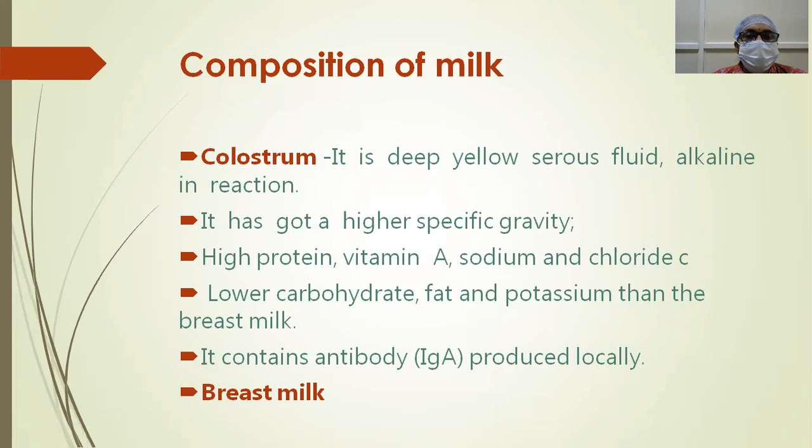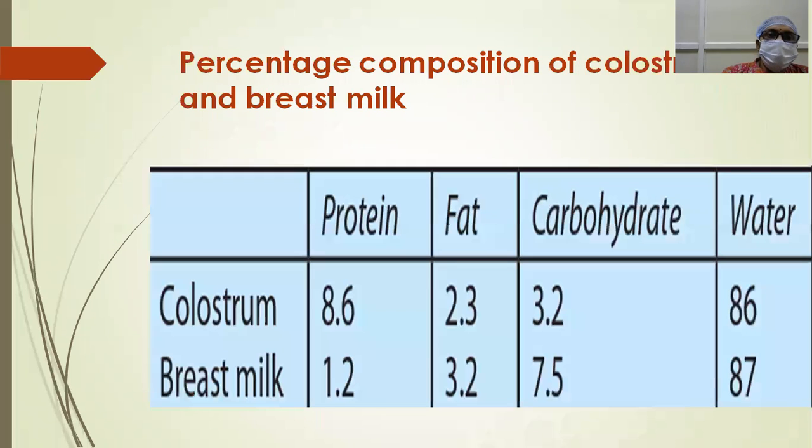In the first 2 days after delivery, a deep yellow serous fluid is secreted. Actually, colostrum starts a little bit in the pregnancy itself. It is called colostrum. It has a very high specific gravity, high protein, vitamin A, sodium and chloride, and low carbohydrates, fat and potassium than breast milk. It contains antibodies produced locally.